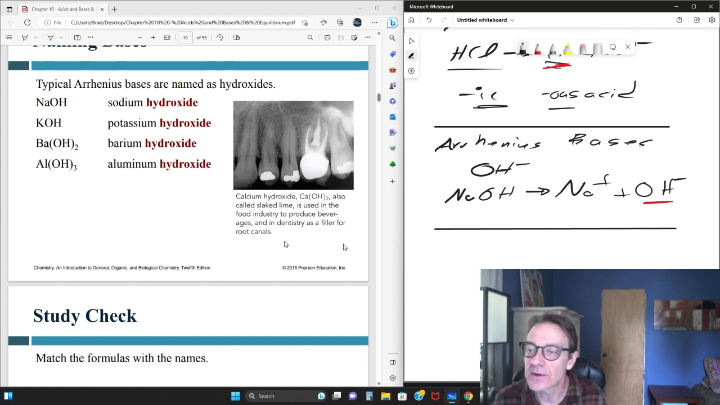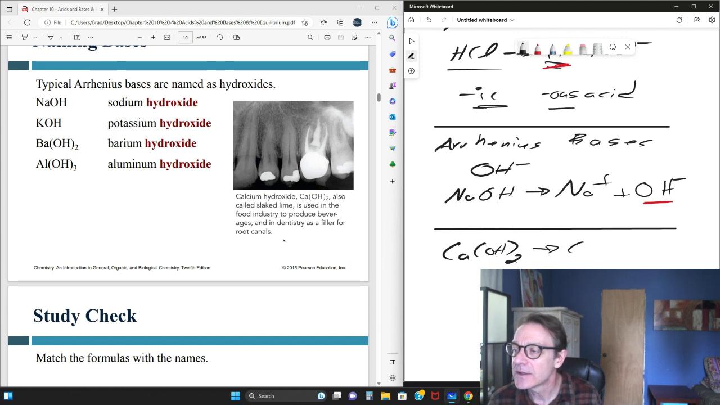Okay, and that's like, so calcium right there. Of course, calcium has a +2, so we need 2 hydroxides to counteract that. So you have the base calcium and then 2 hydroxide balancing the equations.